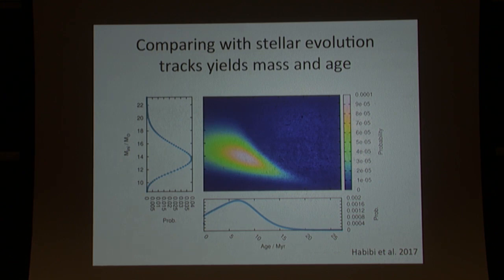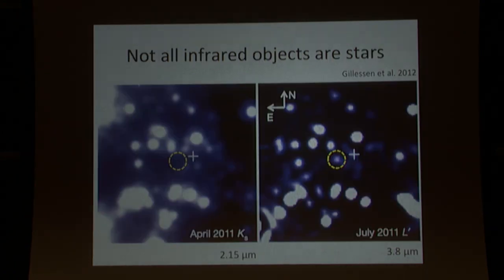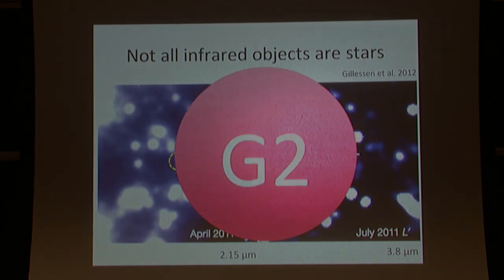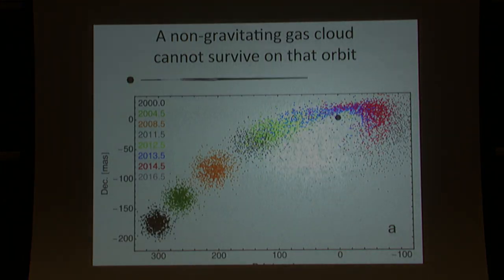And what one concludes from this analysis is that the typical age of these stars is rather on the young side. So they are not at the typical age for a B star, but they are rather only a few million years old, as you can see from this plot. Okay, not all the objects are stars, so you can see K and L-band image, and let me briefly comment on G2. So if you have a gas cloud which is falling towards a black hole on such an orbit, it cannot survive. That's obvious.